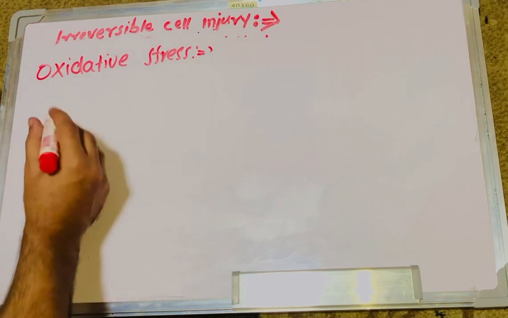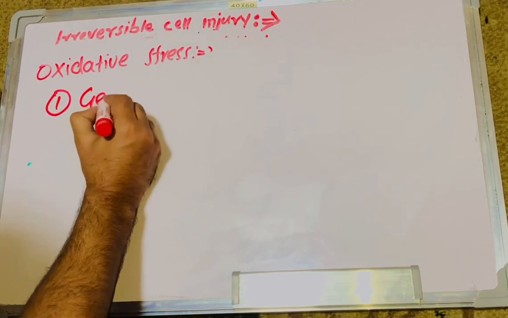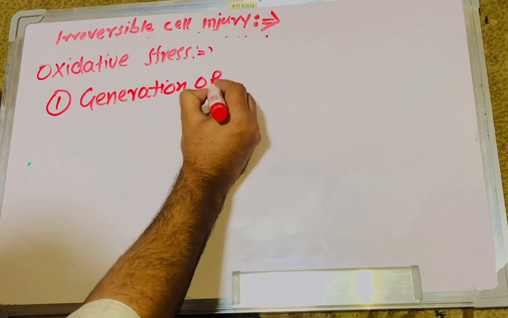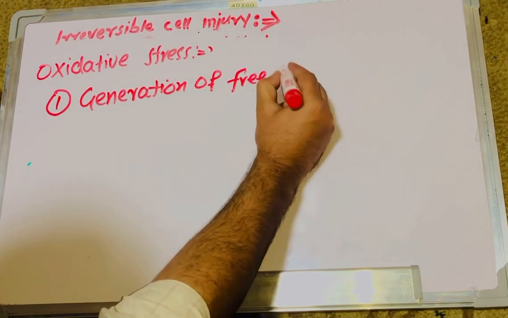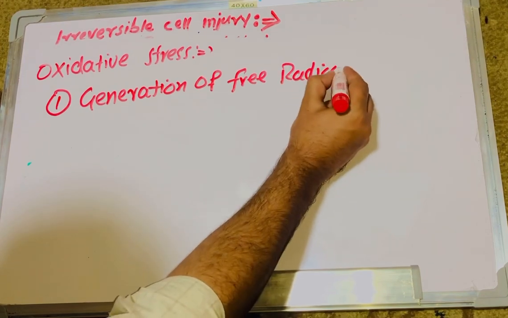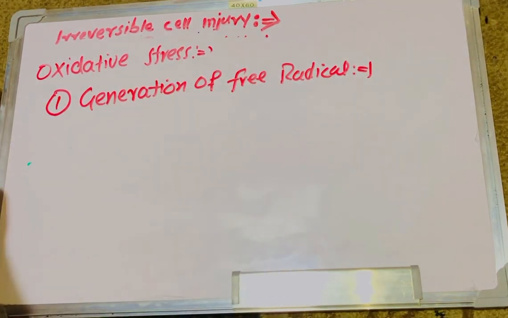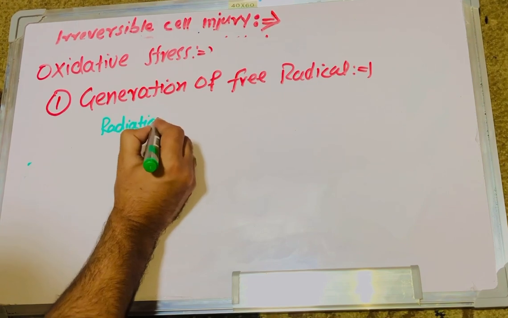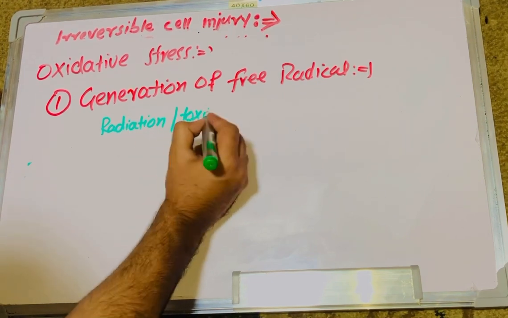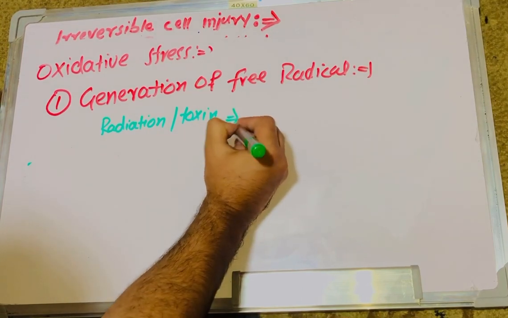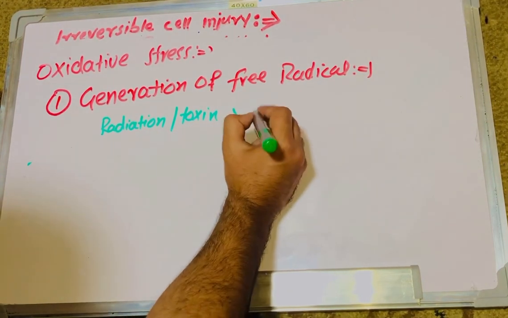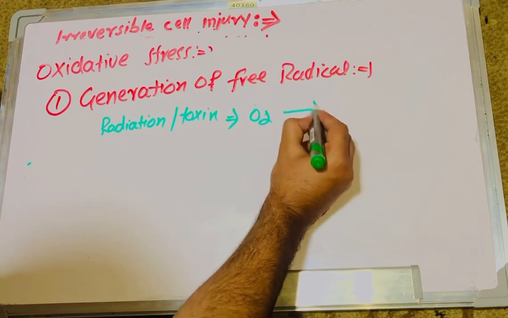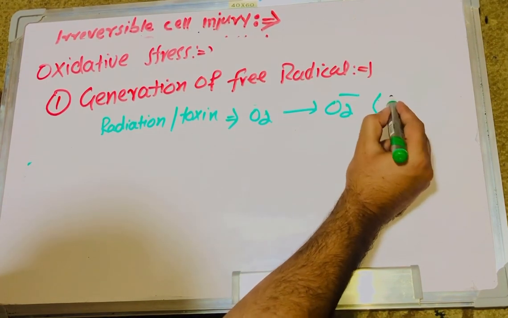Two concepts are given in Robbins, and one is the generation of free radicals. It means how free radicals are produced. When there is radiation or toxin, it leads to the formation of superoxide. It converts the oxygen molecule into superoxide.